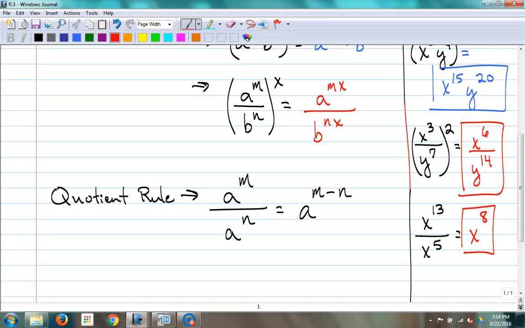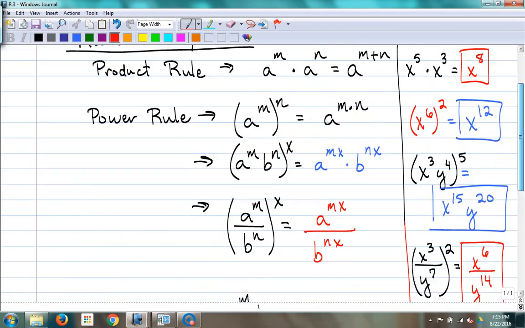Again, I'm not going to use the quotient rule too much in this section, but I did just want to go ahead and talk about it since we're talking about exponent rules. So, am I going to write product rule, multiplication, and then power rule, addition, and then quotient rule, subtraction, or will I be messed up later?